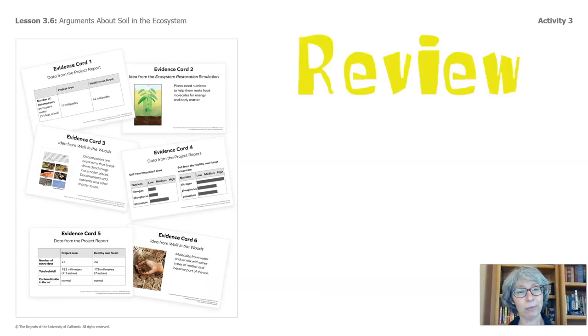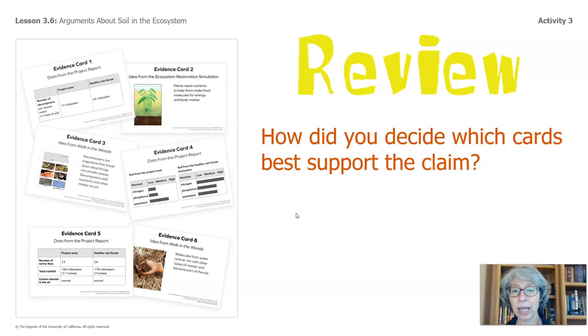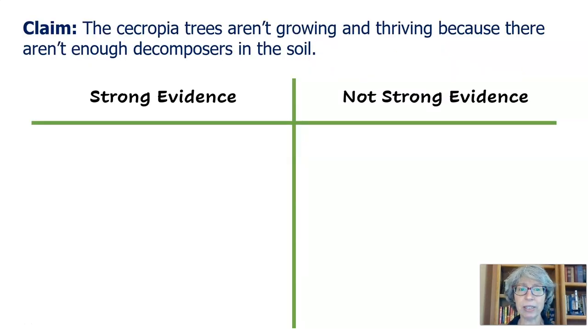All right, welcome back. If you haven't paused and worked on this, go ahead and do that now, because we're going to do a little bit of review. And review is something we do after we've done some work together, right? How did you decide which cards best support the claim? There are 6 cards here. Some of them were a little difficult for me to decide.